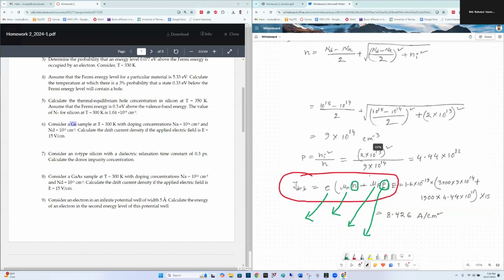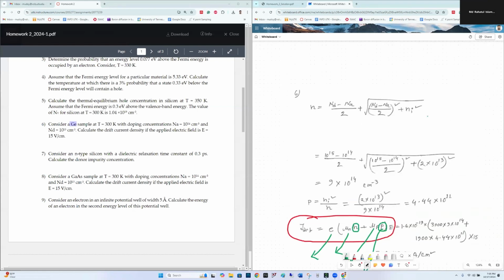We have a readily available formula for n, I mean the electron concentration. Here's the formula, very simple to plug in. You have Nd, I mean donor concentration, directly given as 10 to the power 15 per centimeter cube, and Na as 10 to the power 14 per centimeter cube. So you have to plug in all these things.